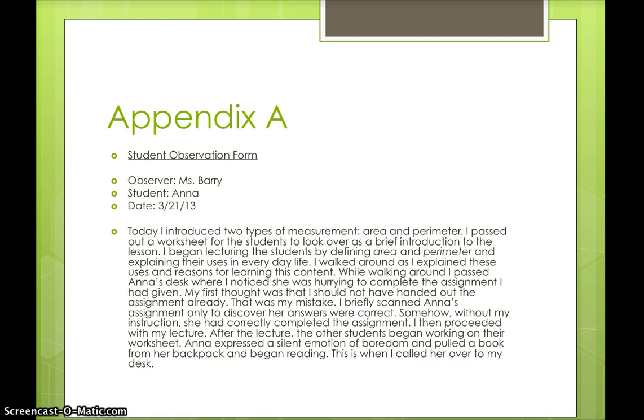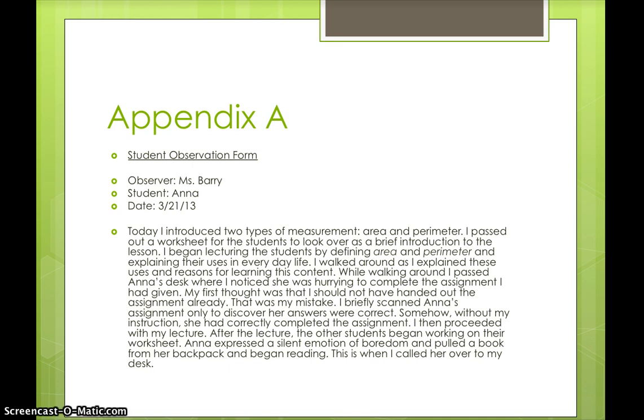She observes, "Today I introduced 2 types of measurement, area and perimeter. I passed out a worksheet for the students to look over as a brief introduction to the lesson. I began lecturing the students by defining area and perimeter and explaining their uses in everyday life. I walked around as I explained these uses and reasons for learning this content. While walking around, I passed Anna's desk where I noticed she was hurrying to complete the assignment I had given."